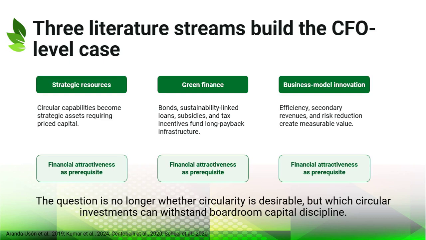This slide introduces three important streams of financial thinking. The resource-based view treats circular capabilities as strategic assets. Eco-design, resource recovery, reverse logistics, and industrial symbiosis are not side projects. They are capabilities that require investment and can create advantage.